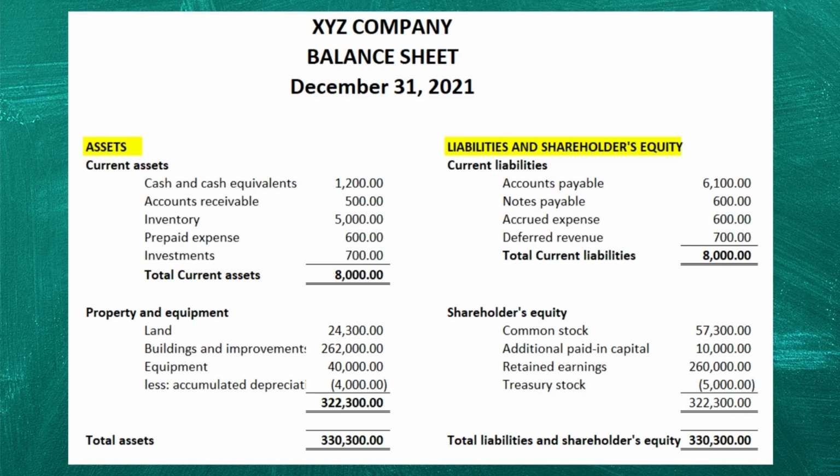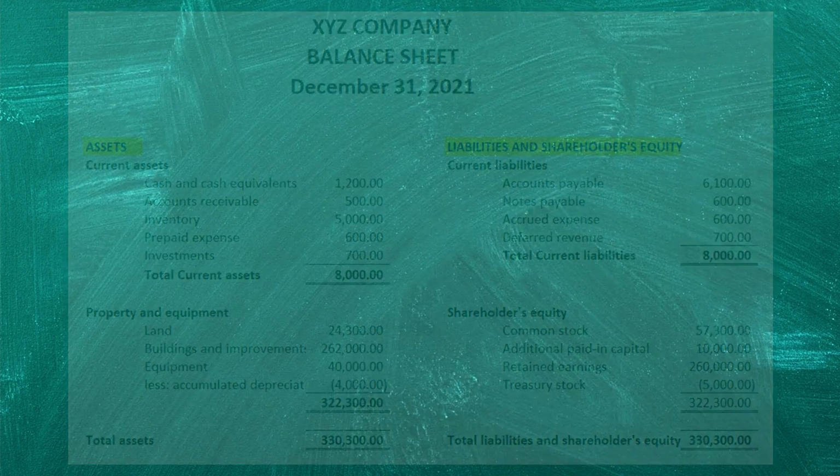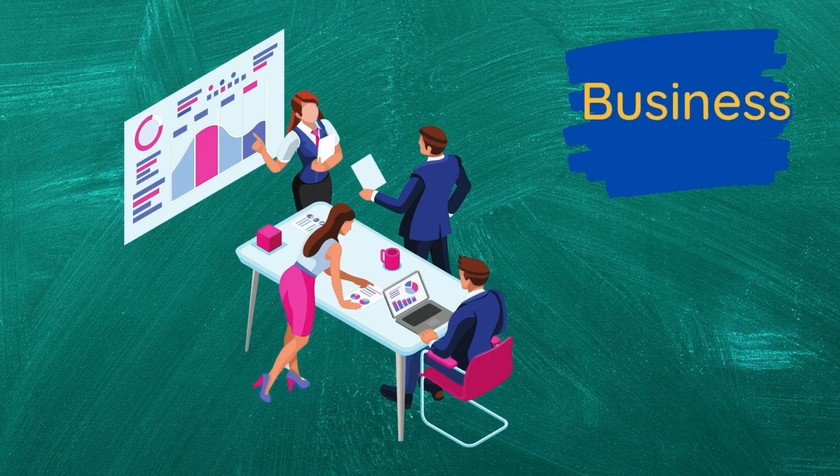The next one is the balance sheet. It reports the financial position of a company at a point in time, or at the end of the quarter or year. So it depends on the company, if quarterly or per year.